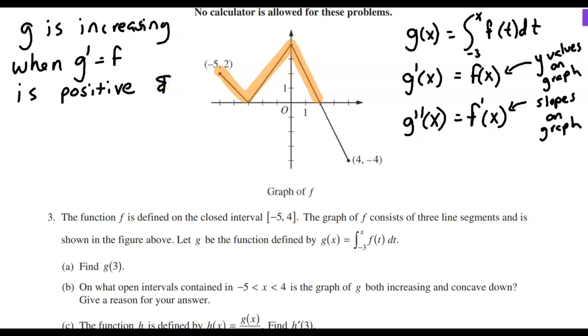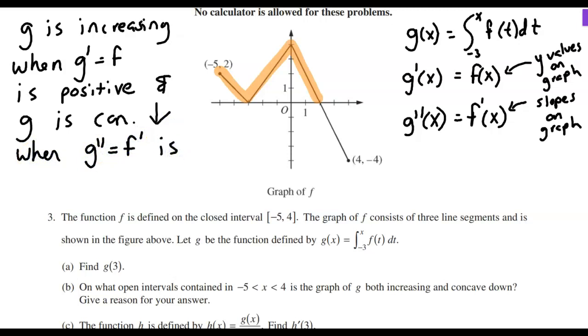And we also want to know where it's concave down. So G is concave down when G double prime, which is equal to F prime, is positive. I'm sorry, is negative. Okay, so G double prime is F prime, and that's the slopes of the graph. So F prime is negative when the slopes are negative. And so that would be here and also here. Okay? So that's where F prime, in other words, G double prime, is negative.